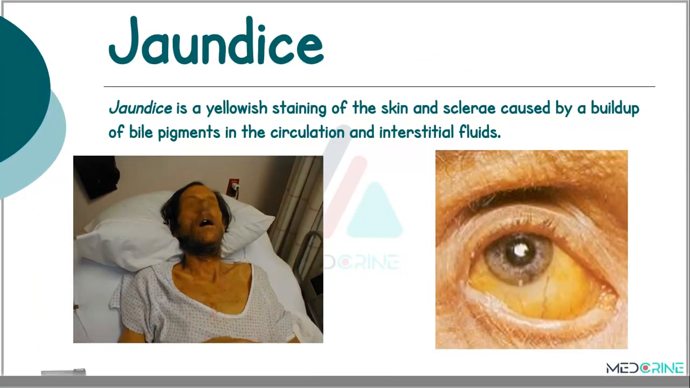And like we said before, jaundice is a yellowish staining of the skin and the sclera that is caused by a buildup of excess bile pigments in circulation and interstitial fluids. You can see how this yellow coloring appears in this image.